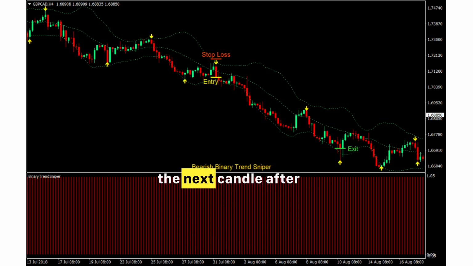Enter sell on the next candle after confirmation. Stop loss goes above the fractal high of the entry candle. Exit when an up arrow from BB Alert appears or trend bias shifts.